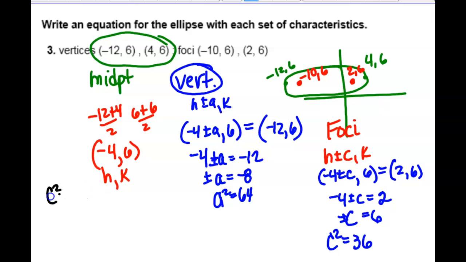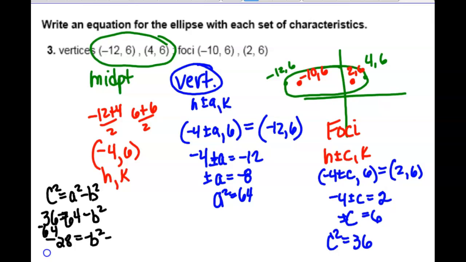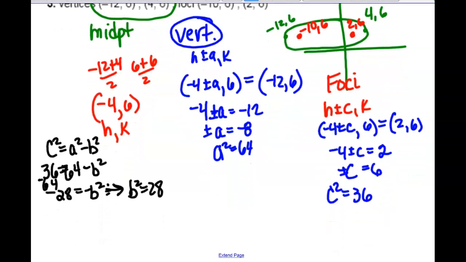Okay, c squared equals a squared minus b squared. If I put a 36 over here, 64 here. If I subtract, someone help me, 28, negative 28 equals negative b squared, so b squared is 28. Okay, I'm glad we don't have to graph this accurately.